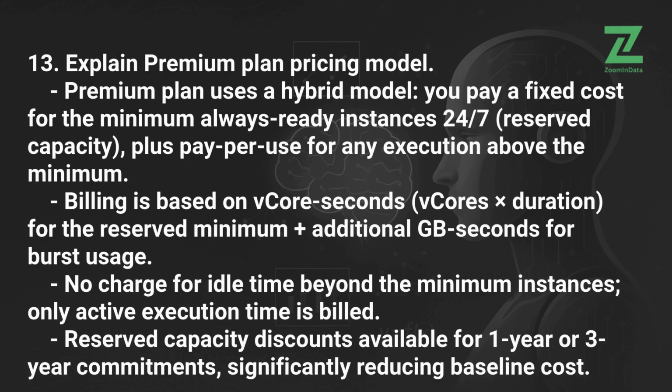13. Explain Premium plan pricing model. Premium plan uses a hybrid model. You pay a fixed cost for the minimum always-ready instances 24/7, reserved capacity, plus pay per use for any execution above the minimum. Billing is based on vCore seconds, vCores times duration, for the reserved minimum plus additional GB-seconds for burst usage. No charge for idle time beyond the minimum instances, only active execution time is billed. Reserved capacity discounts are available for 1-year or 3-year commitments, significantly reducing baseline cost.